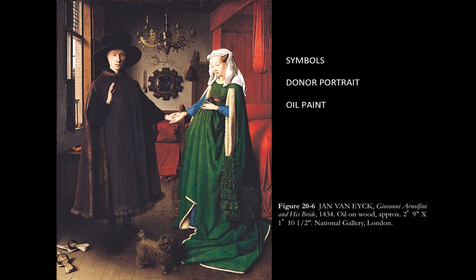So if you see in the foreground, we have a dog, a symbol of fidelity, leading some people to believe this is a marriage portrait. Also, the wife is holding her hand above her belly, perhaps in reference to a pregnancy.